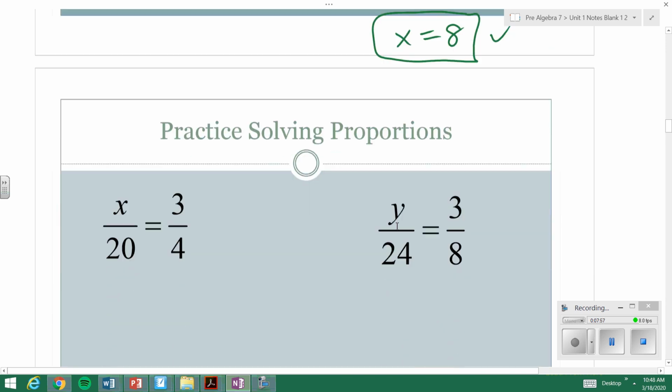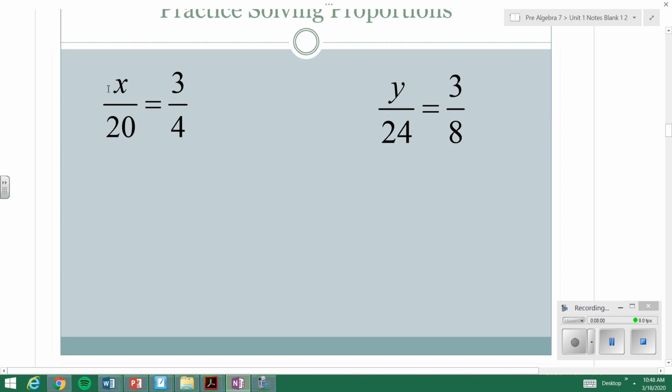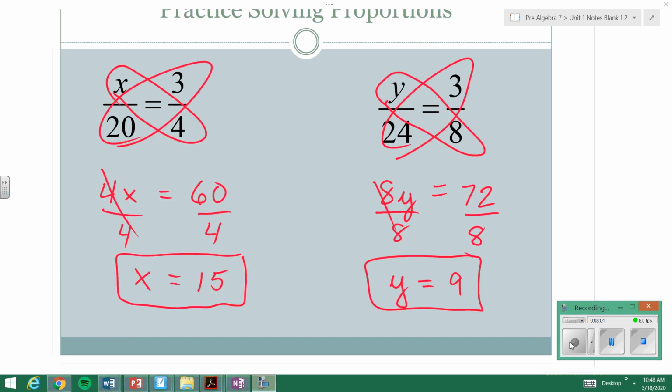Okay, let's pause the video. I want you to practice solving here. See if you can solve these with an equation of cross products. I'll pause the video. You do the same.